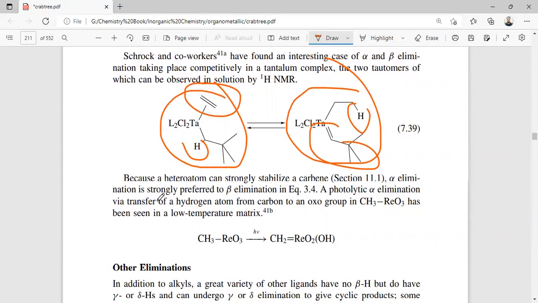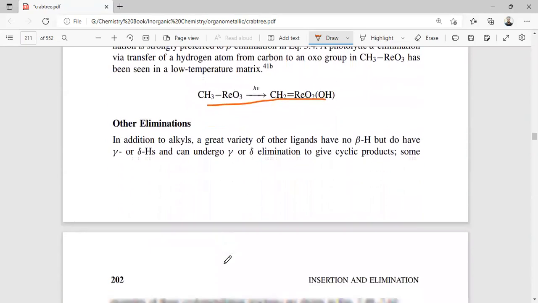A photocatalytic alpha elimination by transfer of a hydrogen atom from carbon to an oxo group in CH3ReO3 has been observed in a low temperature matrix. So next we will discuss the other eliminations.